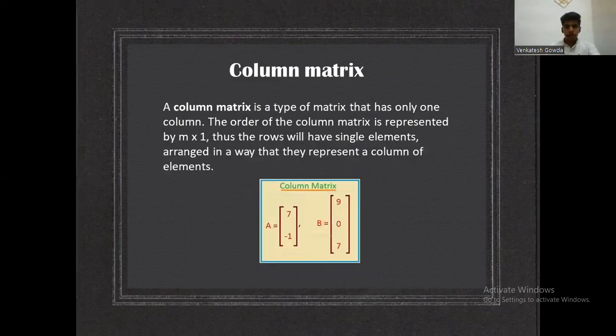Next comes the column matrix. A column matrix is a type of matrix that has only one column. The order of the column matrix is represented by n cross 1. Thus, the rows will have single elements arranged in a way that they represent a column of elements. So this is an example of a column matrix.